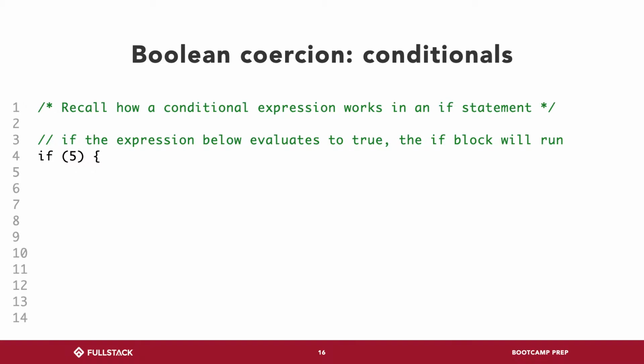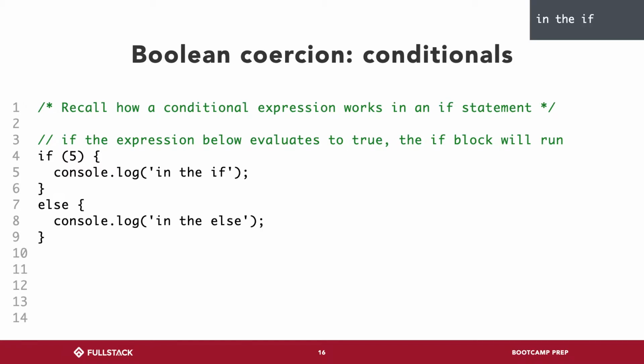Recall how a conditional expression works in an if statement. If the expression below evaluates to true, then the if block will run. If 5, console.log in the if, else console.log in the else. If 5. That sounds weird, right? But what it's actually doing is coercing that thing into a Boolean. 5 is truthy. It's true. So we go into the if, because any non-zero number is truthy, right?